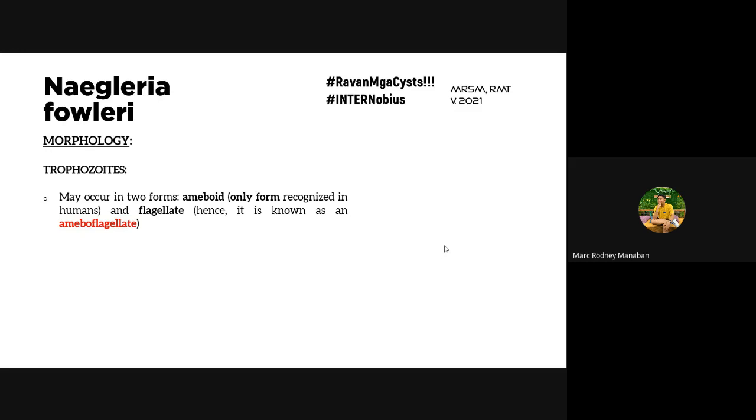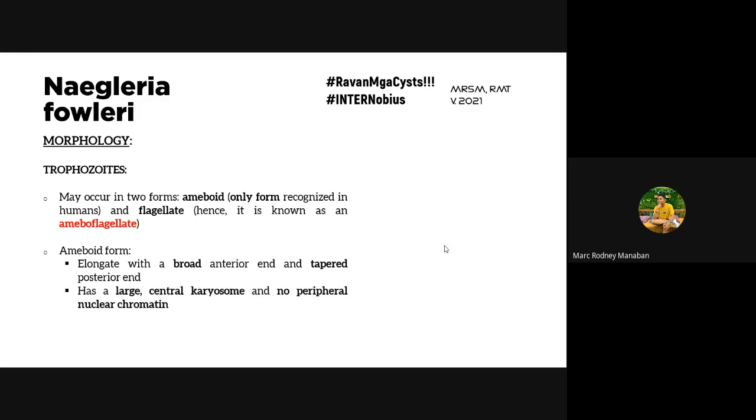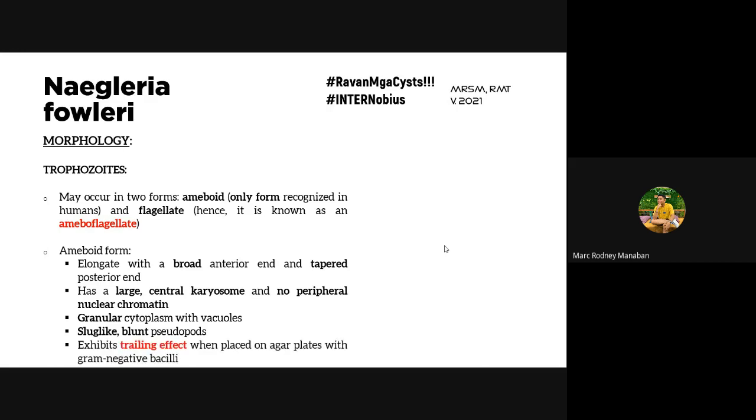And because it has the ability to convert from amoeboid to flagellate, it's also known as an amoeboflagellate. So it has two forms of trophozoites. The first form is the amoeboid form. It is larger in the front and tapered or smaller at the posterior end. Large central karyosome, no peripheral chromatin, granular cytoplasm that contains vacuoles, and slug-like blunt pseudopods. And this one, I think I didn't put it, a trailing effect in your agar plates with gram-negative bacilli.